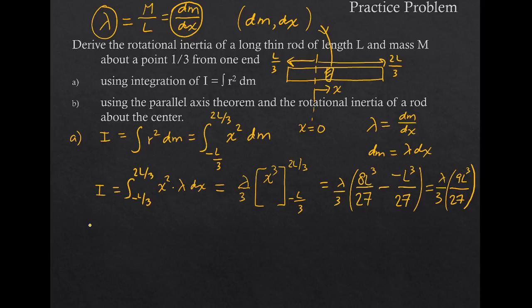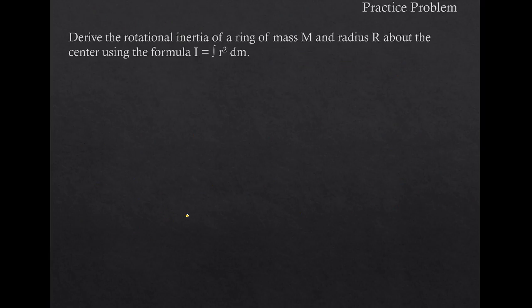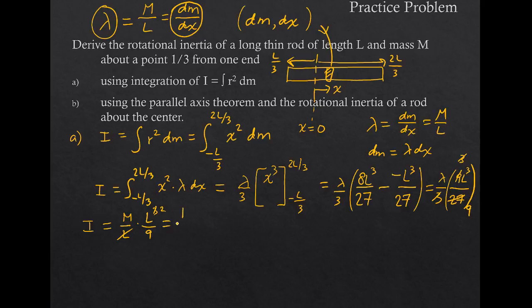And simplifying this a little bit more, first of all, lambda is equal to m over L. So I'll write that, m over L is lambda. Then that's going to be a 1, a 3, a 1, and a 9. So this is going to give us L cubed over 9 times m over L, or simply 1/9 mL squared. So that's part A, doing it by integration. And you can see that we have an answer that is in terms of mr squared with L replacing r, and we have 1/9 out in front.